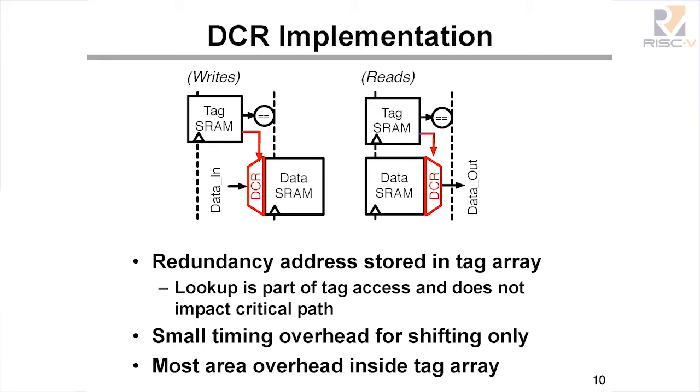Most of this area overhead is actually inside the tag array, because as you can imagine, these redundancy addresses are log2 of the data word. And so they do actually add up. But because the tag array is an SRAM, you can store those bits fairly densely.